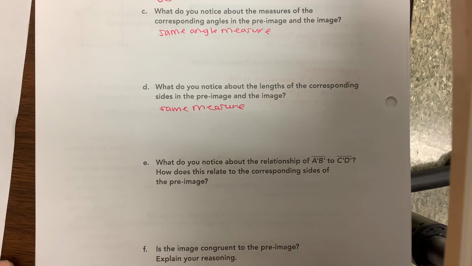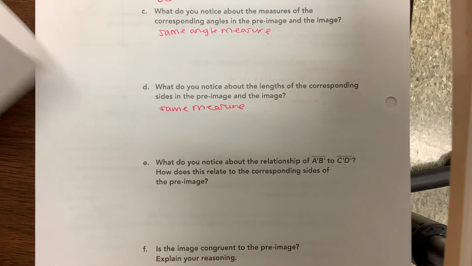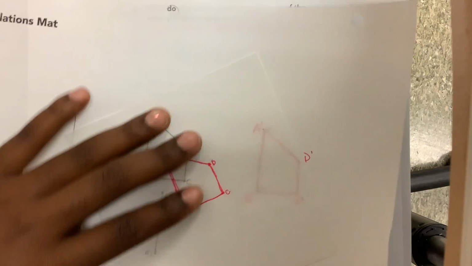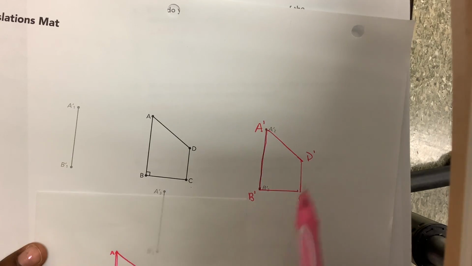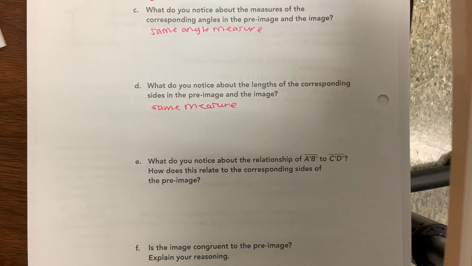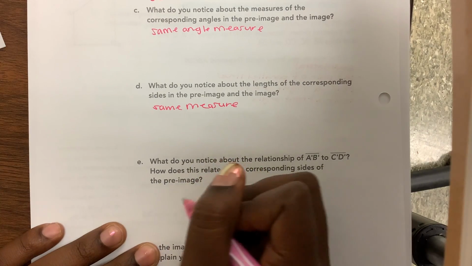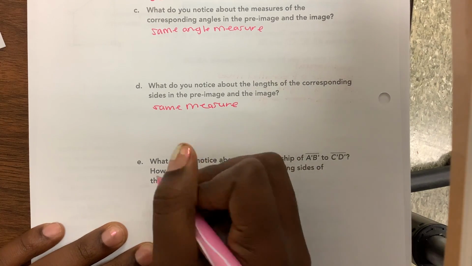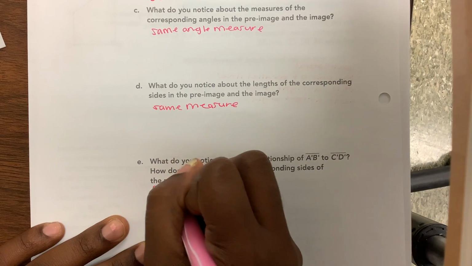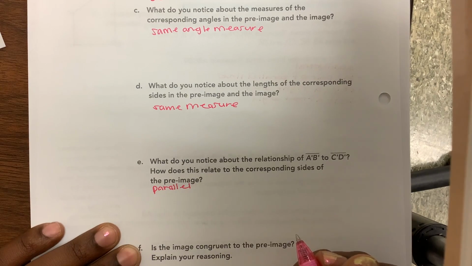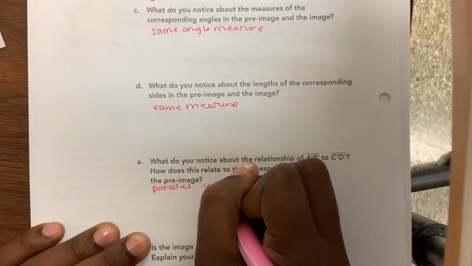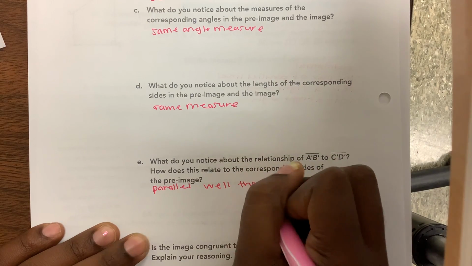And then it says, what do you notice about the relationship of A prime, B prime to C prime, D prime? So if I look at them, A prime, B prime to C prime, D prime, what do y'all notice? Take a break and turn and talk with your partner and figure out what to notice there. All right, coming back to it. If you guys said that they are parallel, then you are absolutely correct. They are parallel. And how does it relate to the corresponding sides of the pre-image? Well, those are also parallel, right?